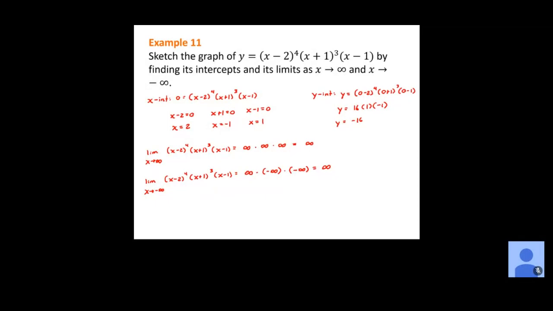So what that tells us about the graph then is on the right-hand side towards positive infinity and the left-hand side towards negative infinity, both of those ends are going up towards positive infinity in the y. And if you think about this function overall, the degree here would be 4 plus 3 plus an understood 1. So that degree is going to be 8. That's an even degree. Both ends should be going in the same direction. Leading coefficient's positive. That's why they're both going up.